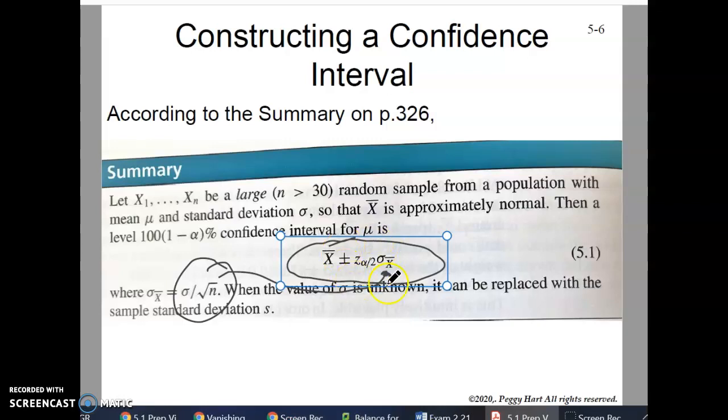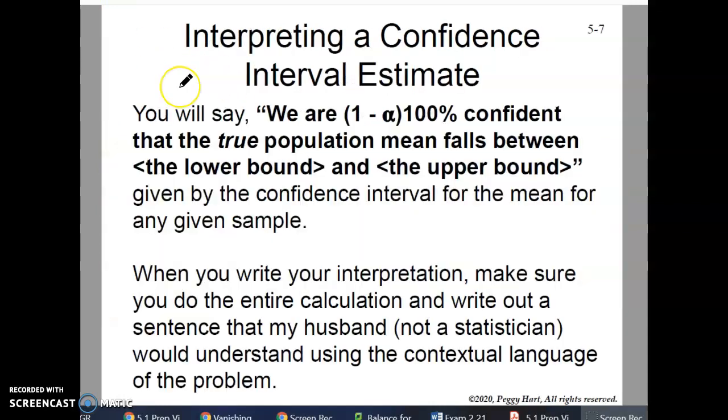And now this carries some kind of confidence level with us. So let's see how we're going to get that Z. The Z is related to that confidence level.